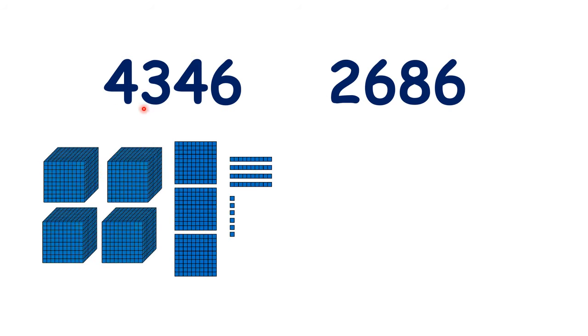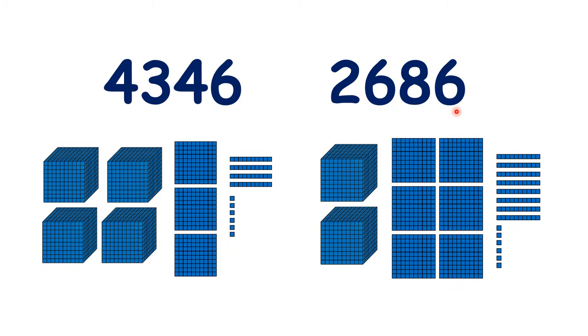We need to be able to compare 4-digit numbers. So which of these numbers is larger? 4,346 or 2,686? Well, when you're comparing two 4-digit numbers, the number with more thousands will always be larger. Just like when you're comparing 3-digit numbers, the number with more hundreds will be larger. So we can write a greater than symbol between our numbers.